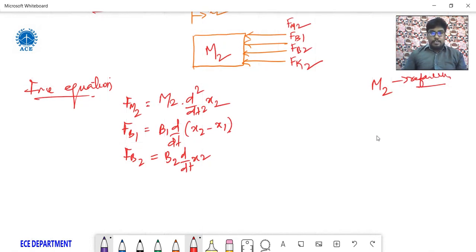Right, then the last one is F K2. See here, B1 is connected between mass M1 and M2. And K2 is also connected between mass M1 and M2. Therefore, how can you write this?